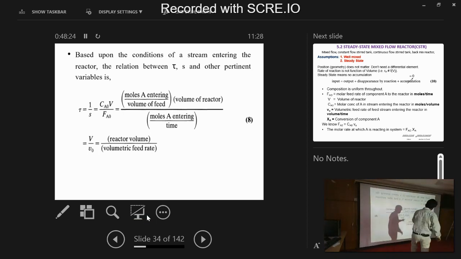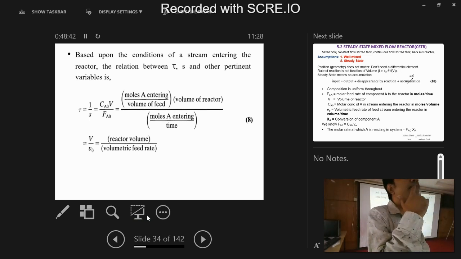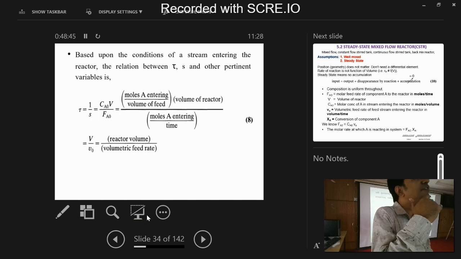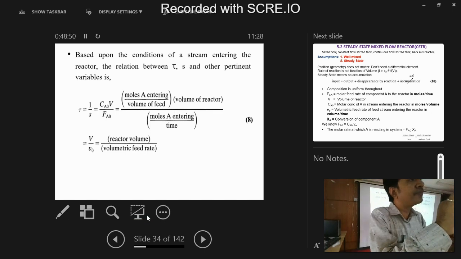Now I am replacing this nu naught with FA naught by CA naught. So the expression for tau will become CA naught V by FA naught. What is FA naught? Molar feed rate. Units are moles per time. That is equal to volumetric flow, meter cube per time, into concentration, moles per meter cube. So meter cube cancels, and you get moles per time. That's called FA naught.